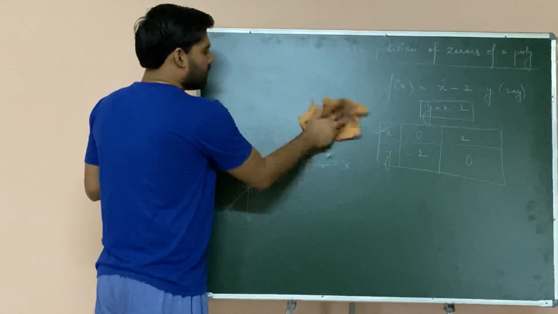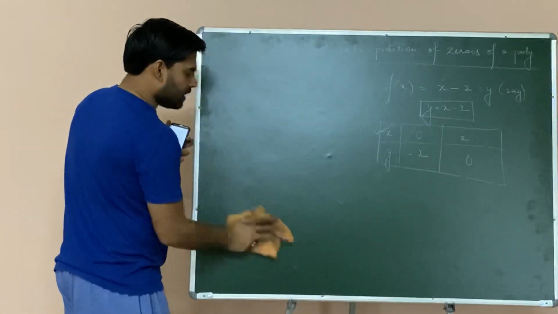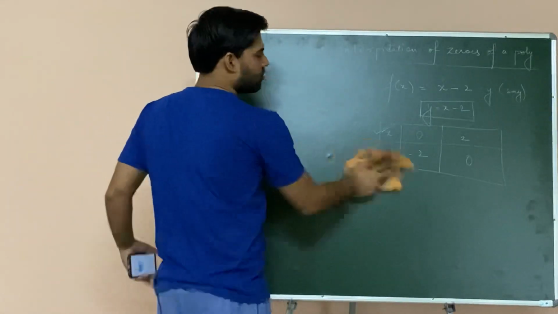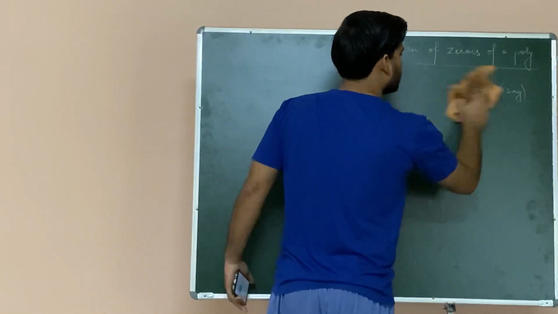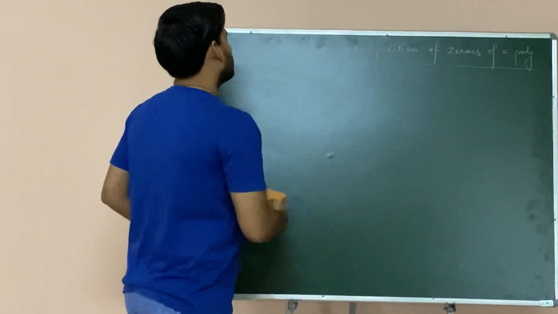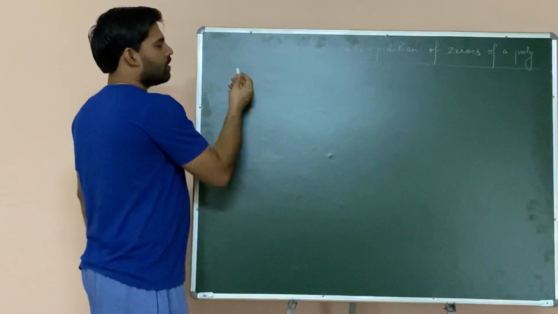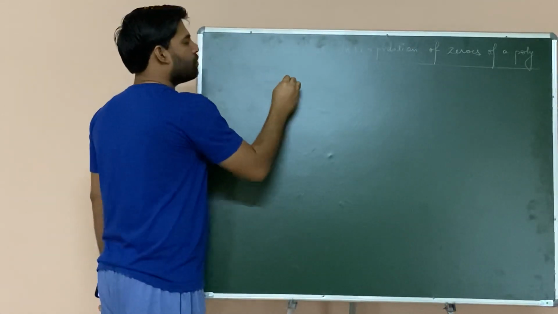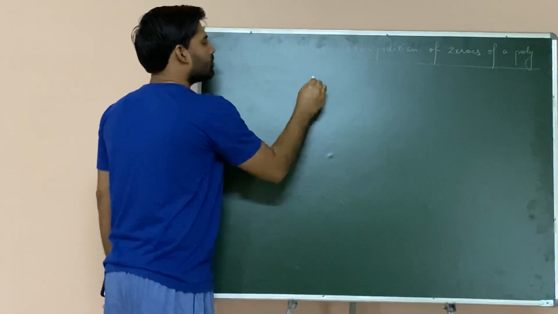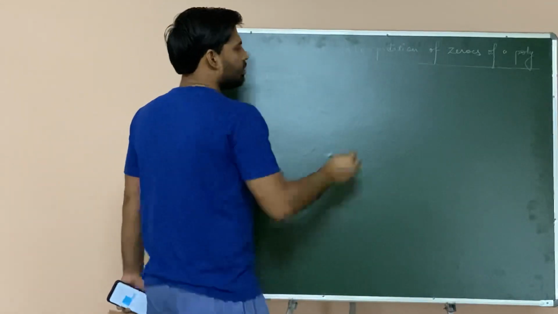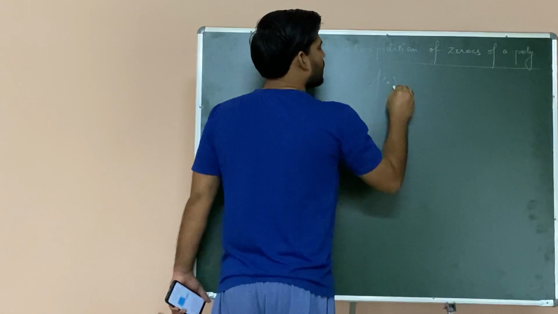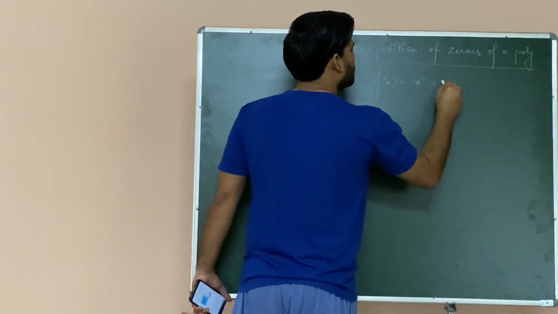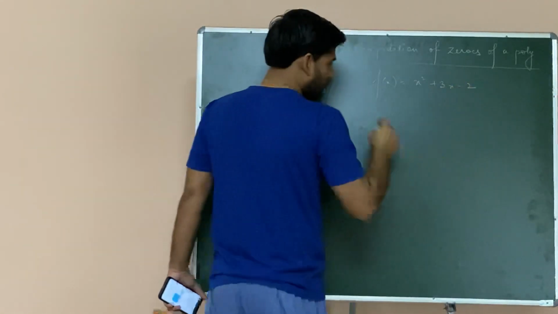Now in the second part, let us see what a quadratic polynomial has in it. Now going for a quadratic polynomial, let us take one example. f(x) equals x square plus 3x minus 2, like this.